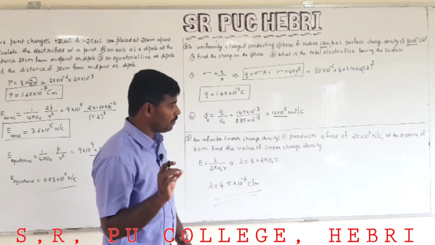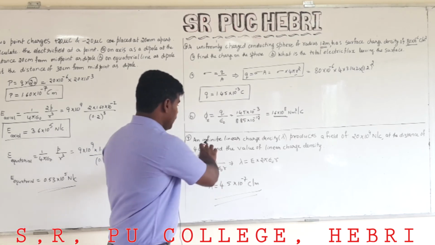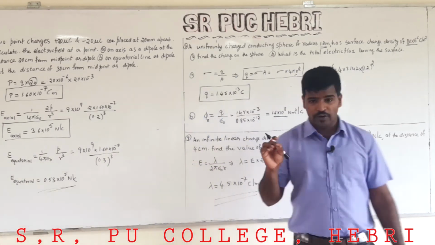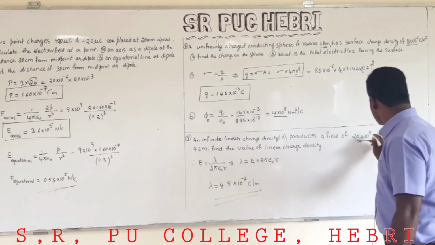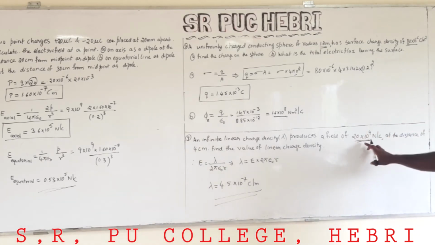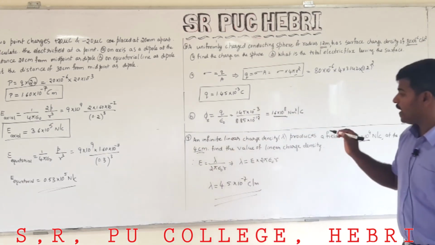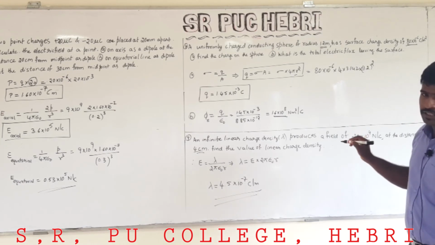produces a field of 20 into 10 raised to the power 4 Newton per coulomb. An infinite linear charge density lambda produces a field of 20 into 10 raised to the power 4 Newton per coulomb. The electric field is given at a distance of 4 centimeter. The distance is given, that will be 4 centimeter. Now find the value of linear charge density.